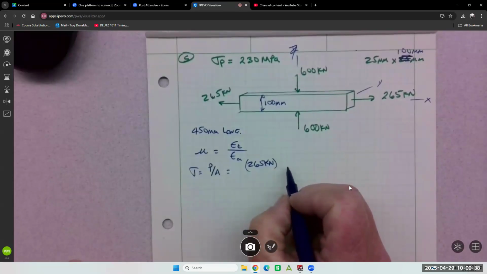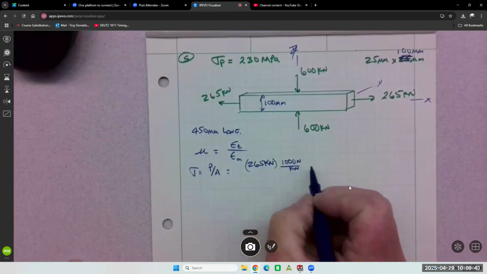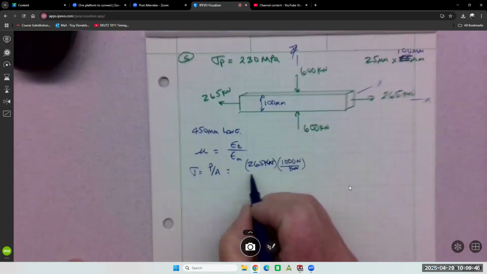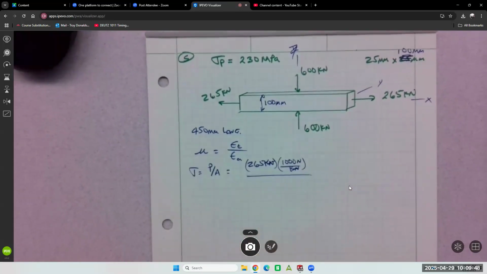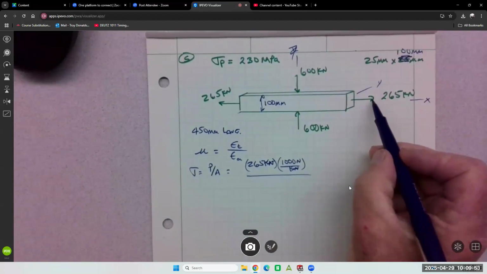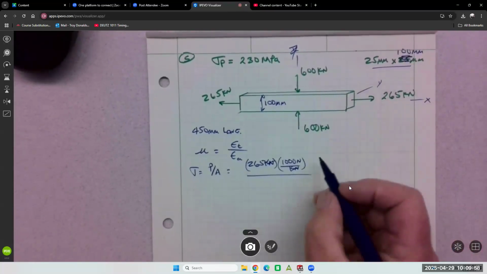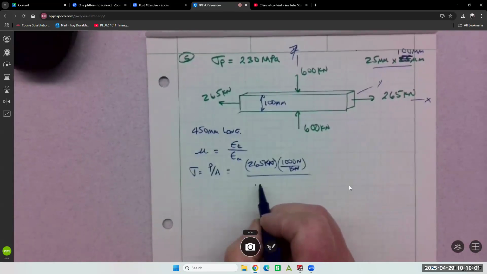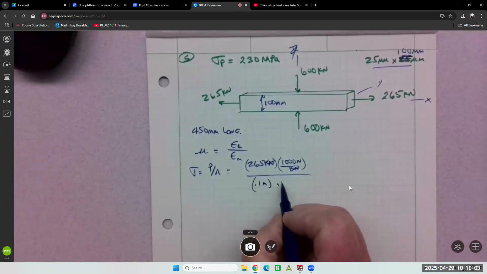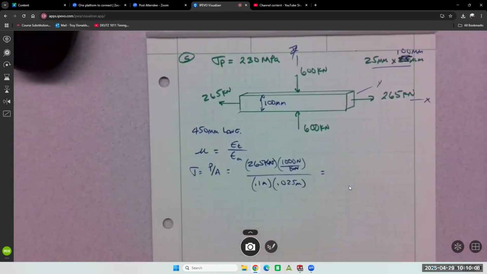1,000 newtons per kilonewton, right? Over the area. What area is this acting on? The 100 by 25. So I'm going to put in 0.1 meters by 0.025 meters. Because that gives me newtons per meter squared, that's pascals.